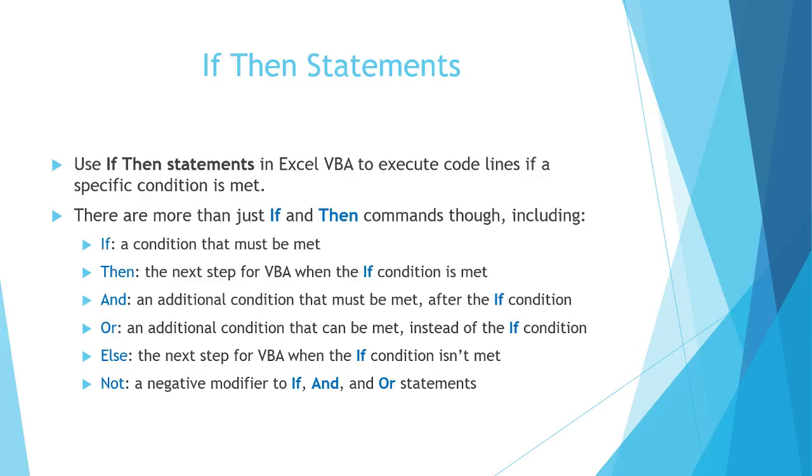So lastly, we get to not, which is a negative modifier to if, and or statements. So if not A1 equals 1, then we do this thing. So sometimes that can make things a little bit easier. It can sometimes make things a little bit clearer, but these are the 6 basic tools that we use when we're writing out our statements in Visual Basic.